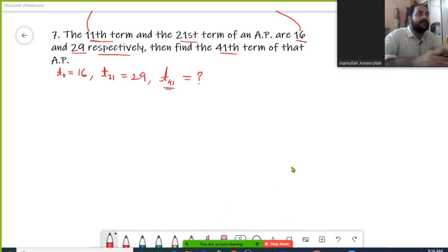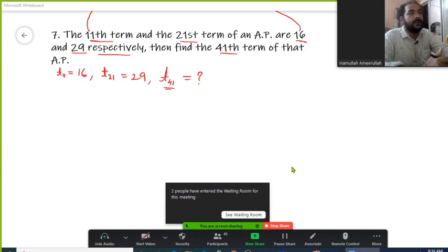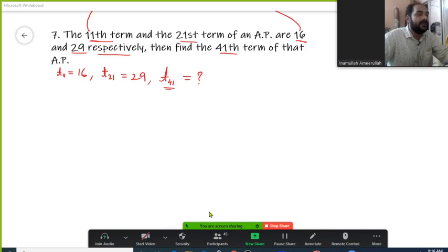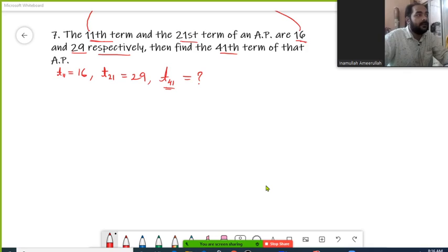How will we get the value of a and the value of d? Because the 11th term and 21st term of the given arithmetic progression are given, and we need a and d. Since a and d are not given, what can we do? We shall try to find the required values, that is the value of a and the value of d, with the help of the given information. The given information is the 11th term and 21st term, which are 16 and 29 respectively. So I'll use those two pieces of information to get the value of a and d.